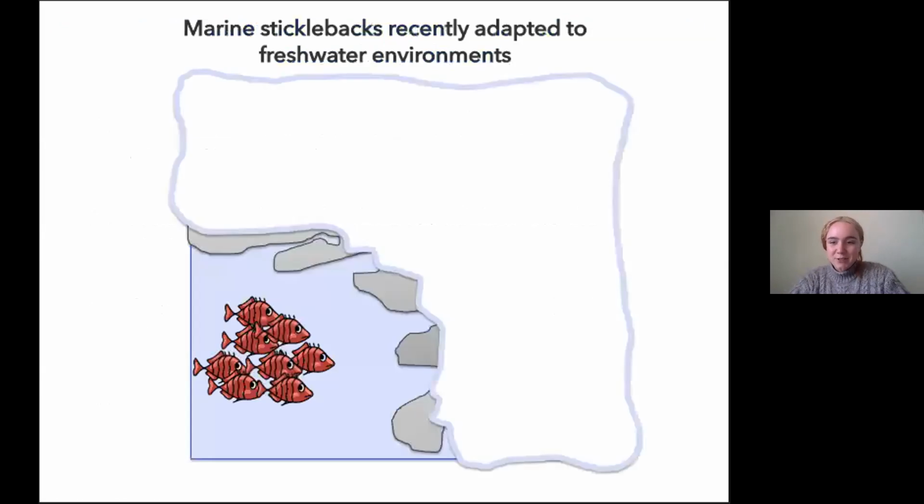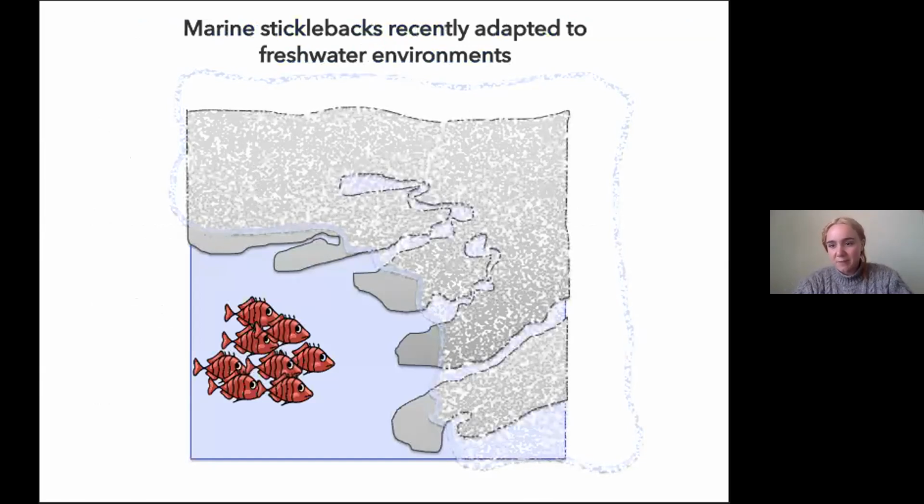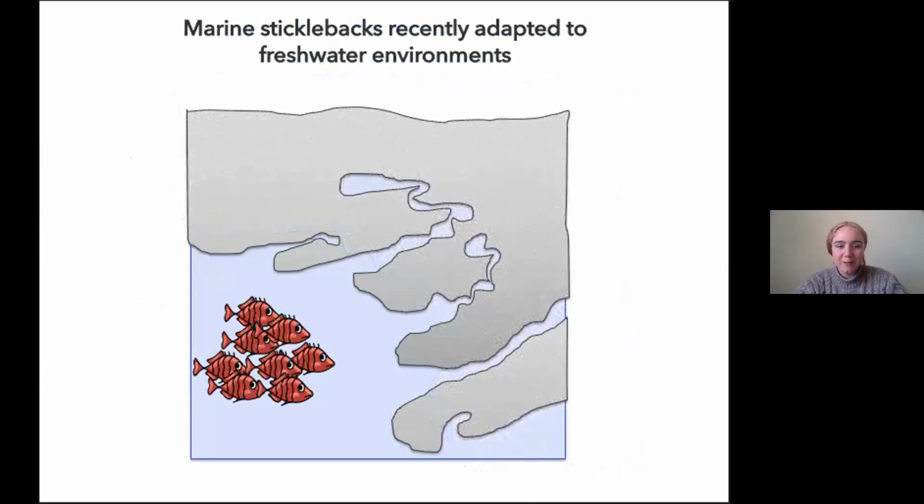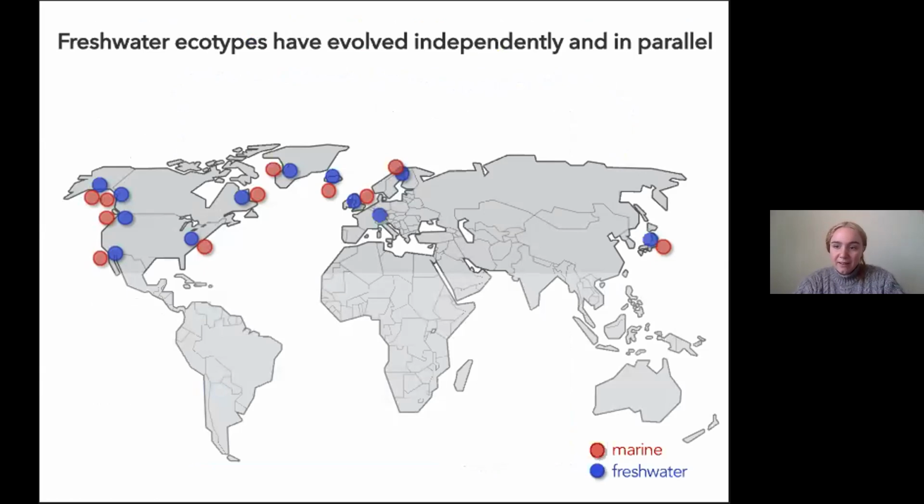Around 10 to 12 to 20,000 years ago, at the end of the last ice age, the glaciers melted and new freshwater ponds became available. And marine sticklebacks colonized these newly available freshwater environments and adapted to the new environment. And this happened independently and repeatedly and in parallel all over the Northern Hemisphere. So from California to Alaska, in Scotland, Norway, Japan, but also here in Tübingen, in the Neckar, the river running through Tübingen, you can actually find sticklebacks.